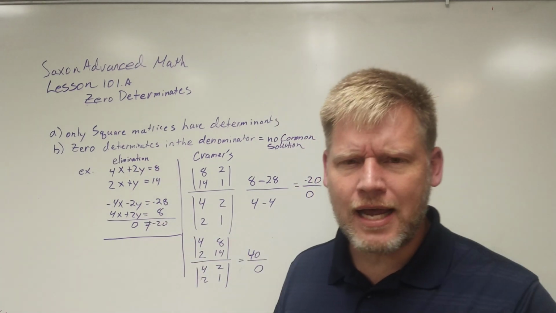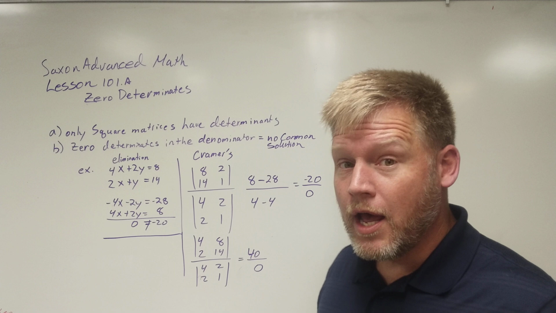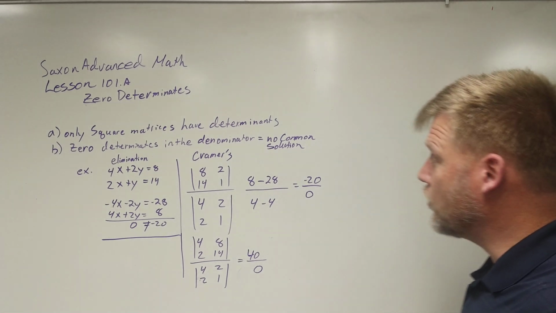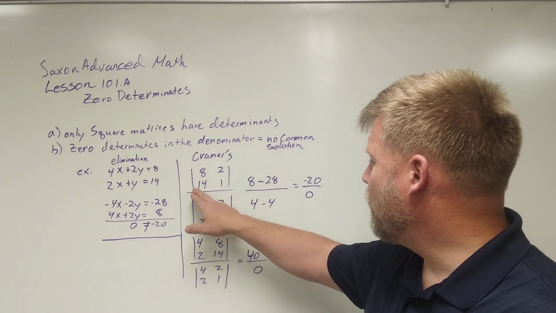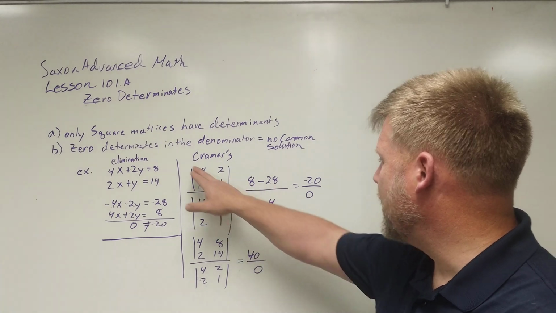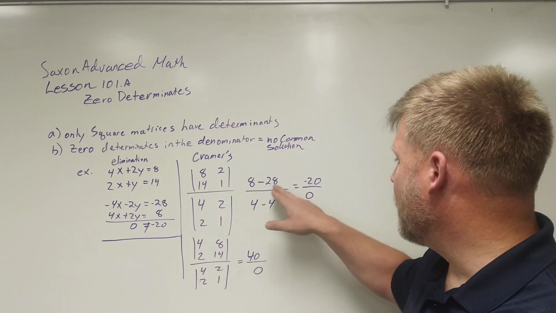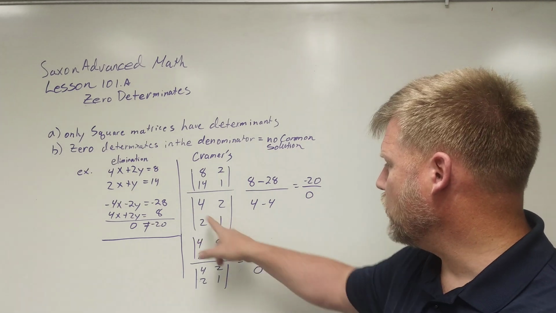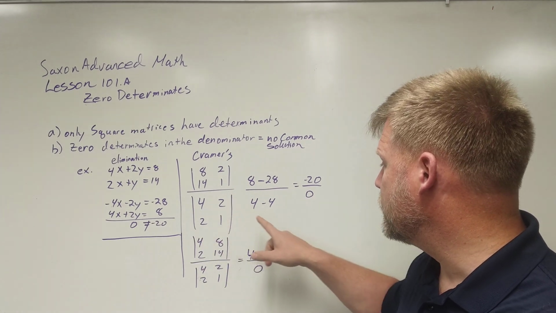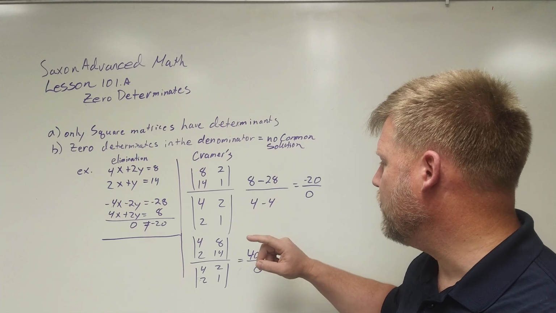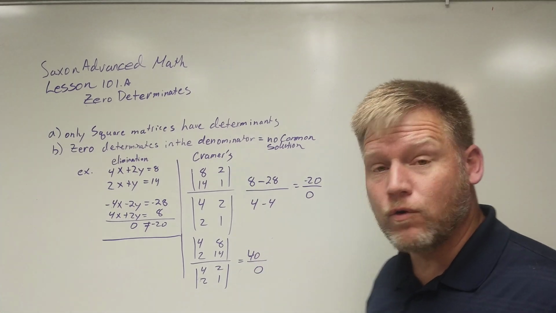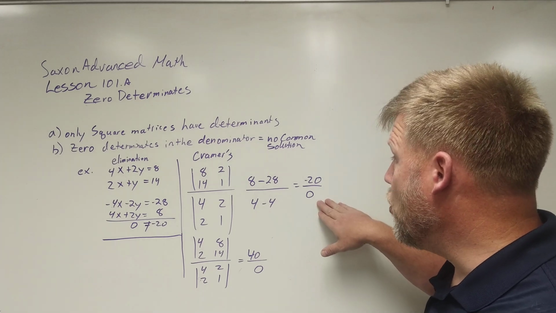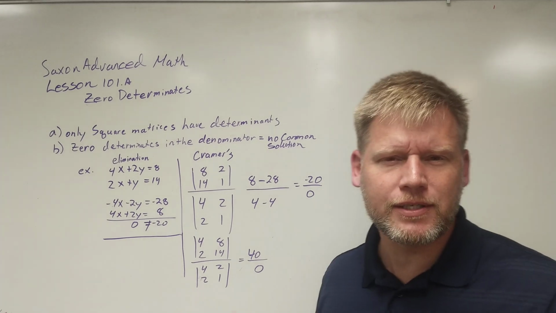Now, if I were to do the same thing with Cramer's rule, and remember how we do Cramer's rule with our determinants, we're going to say 8 times 1, which is 8, and 14 times 2, which is 28. I'm going to say 8 minus 28 is negative 20. And then I'm going to say 4 times 1 is 4, minus 2 times 2, here we go, negative 4. And I end up with 4 minus 4, which is 0. This also proves that there is no common solution, because division by 0 is not allowed.